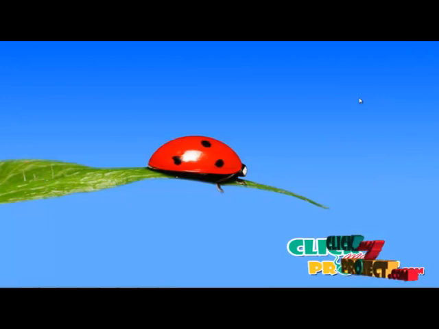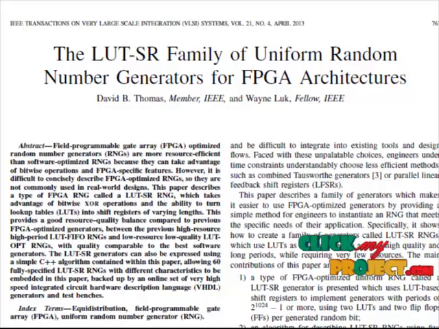Welcome to clickmyprojects.com. Here we discuss the LUT-SR family of uniform random number generators for FPGA architecture. Field programmable gate arrays are used in Monte Carlo applications because of the highly parallel nature of these applications, and because it is possible to take advantage of hardware features to create very efficient random number generators.